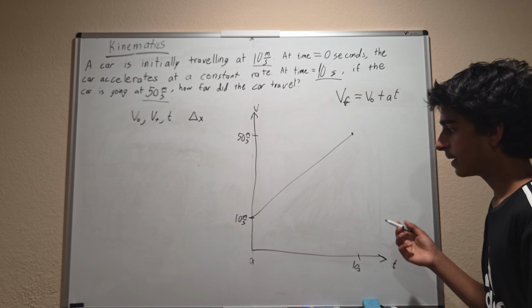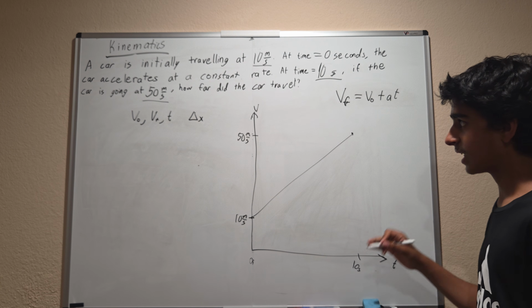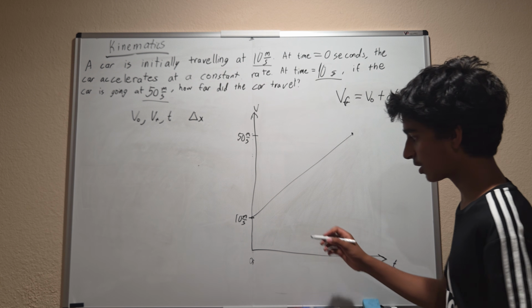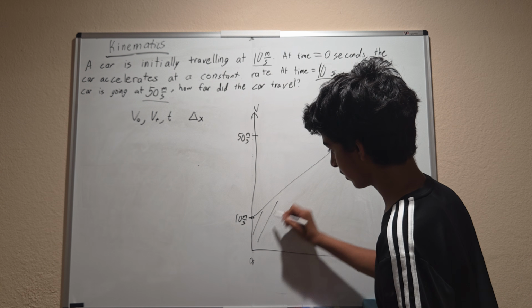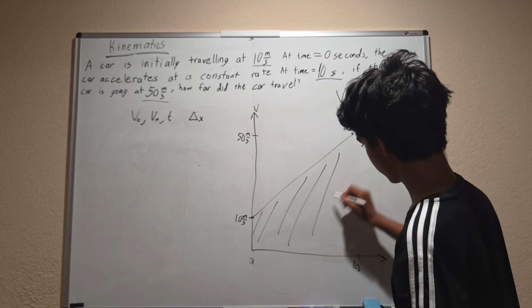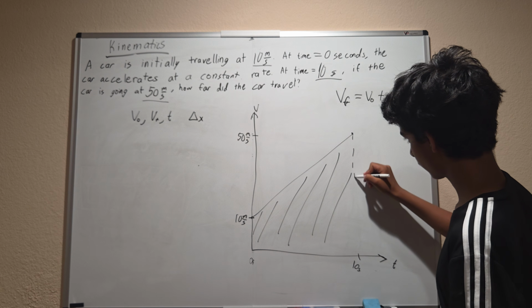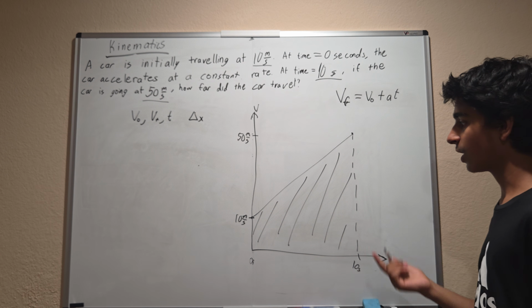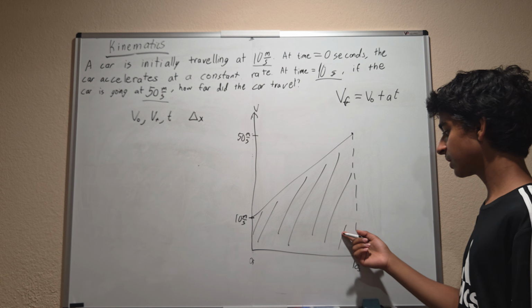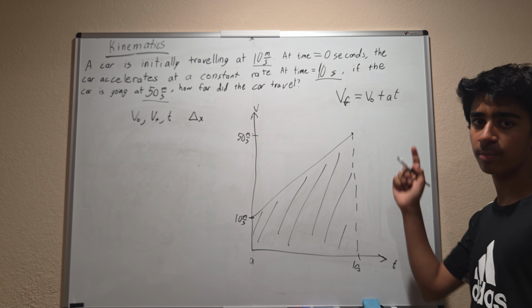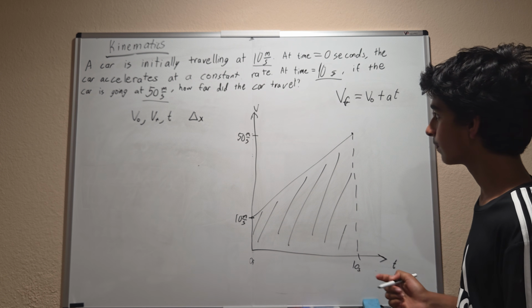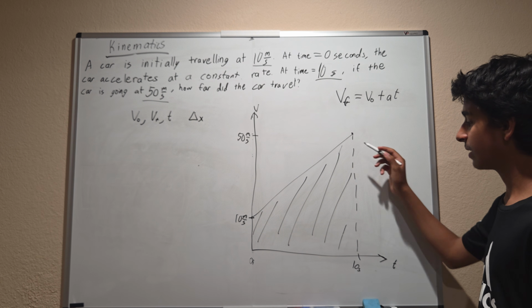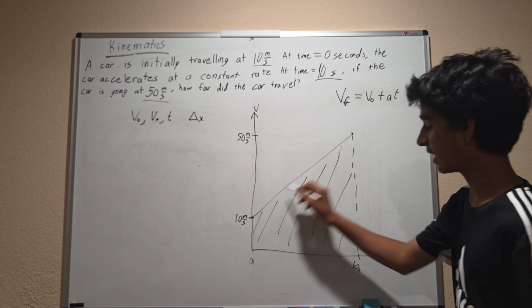Well, if you remember, the area under a velocity versus time graph is actually the displacement of an object that undergoes that motion. So this area is the displacement of the car. And if you didn't know this fact, watch this video above to see why it's true. So all we have to do now is just find the area underneath this line.